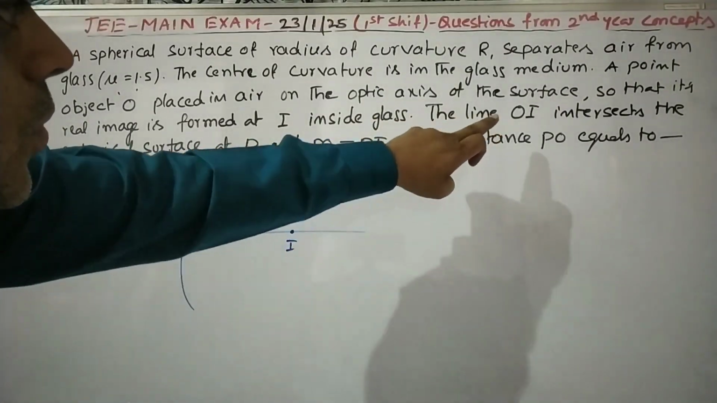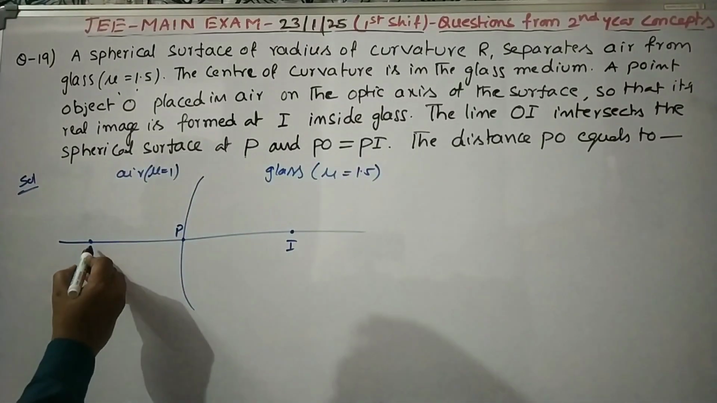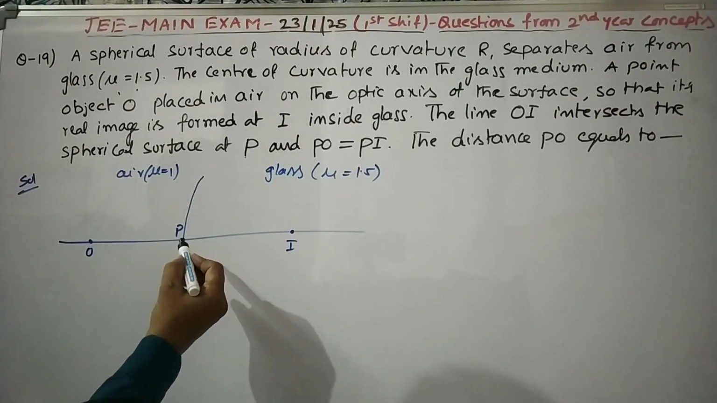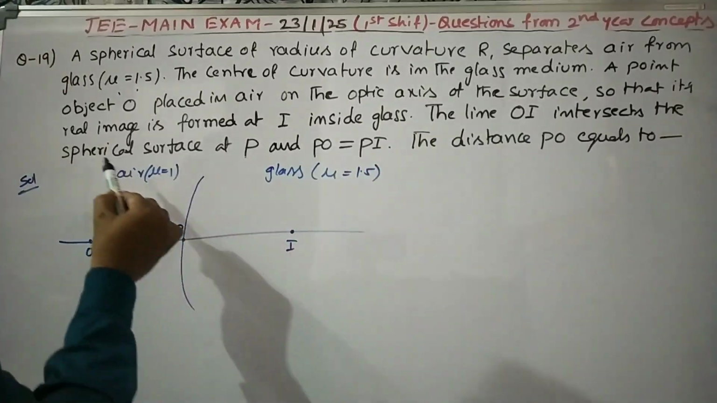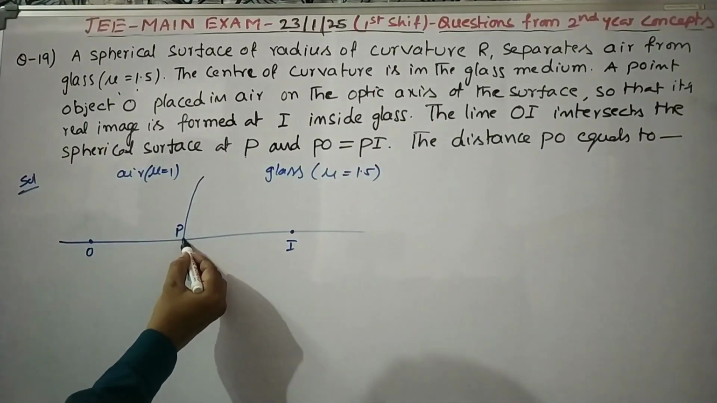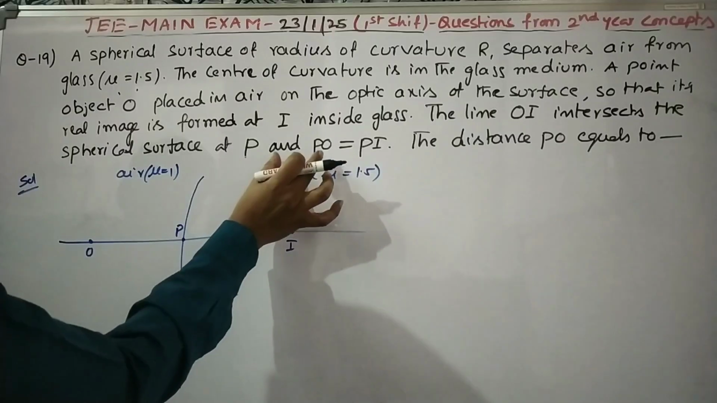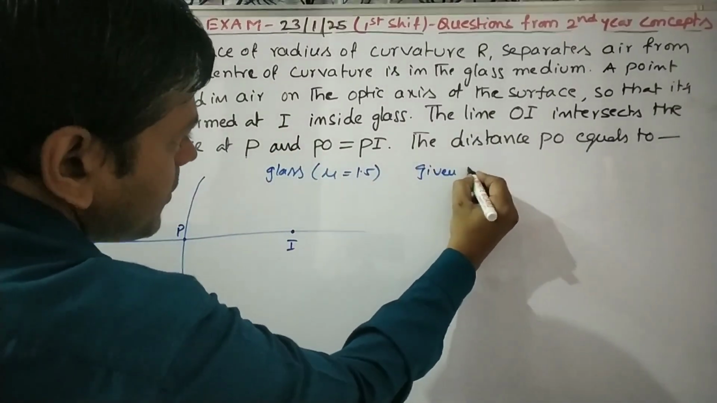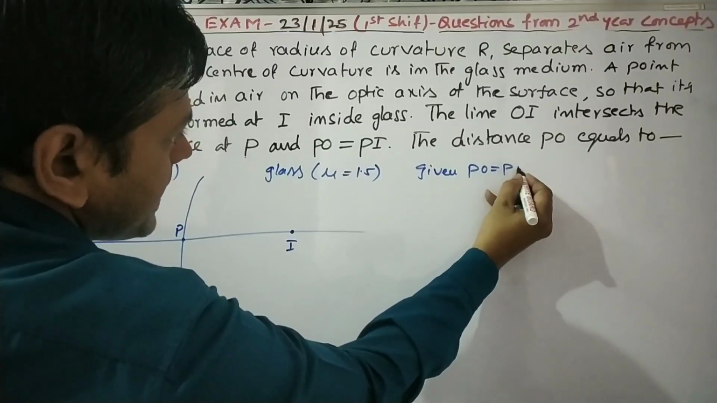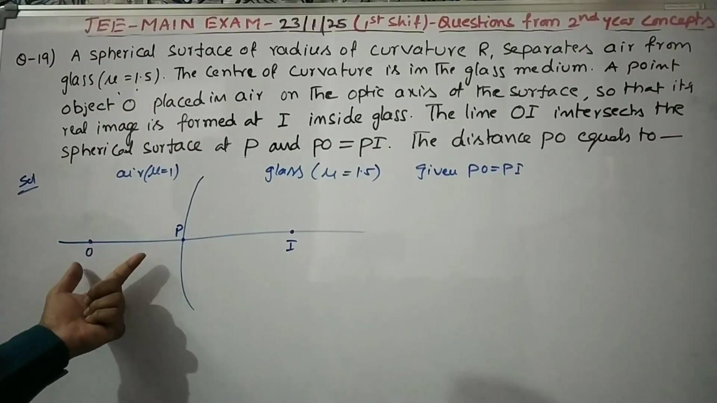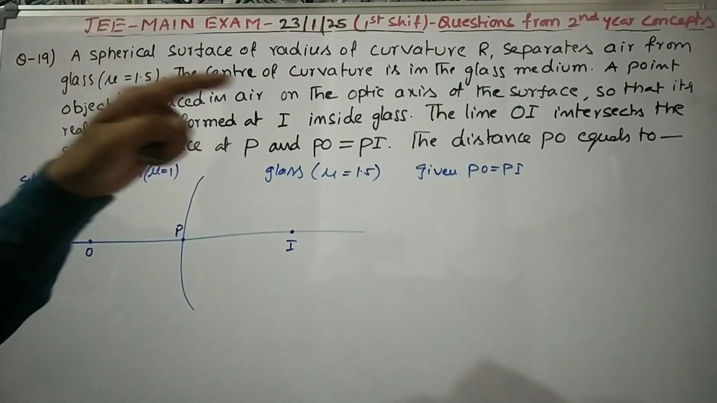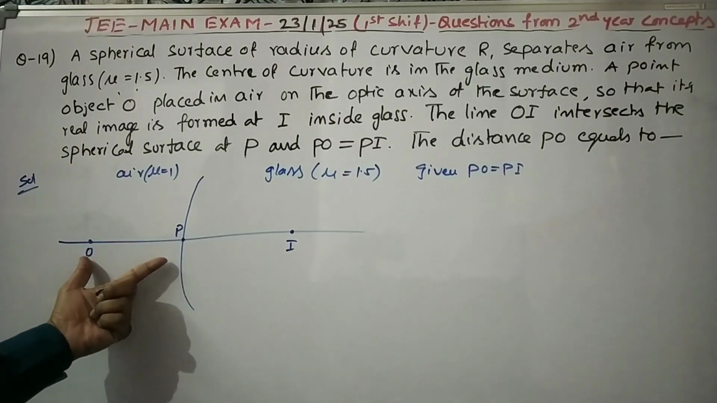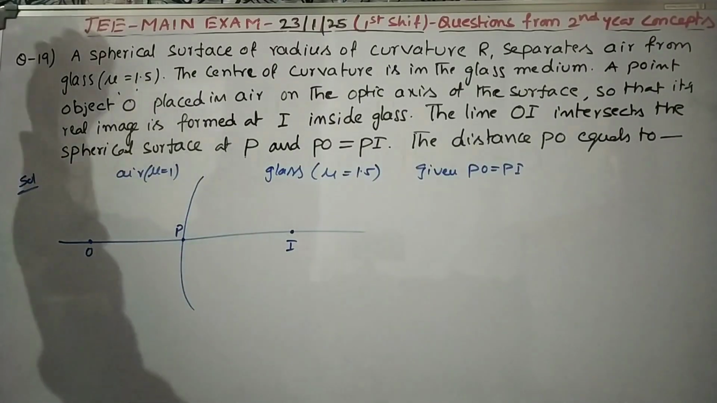Okay, the line OI, when you join object to image, intersects the spherical surface at P. So what is happening? Given, PO is equal to PI. So the distance PO is equal to PI. Okay, the distance PO is what is being asked.